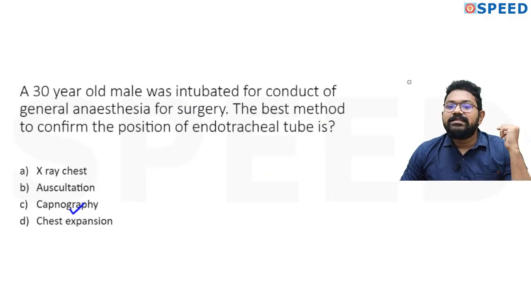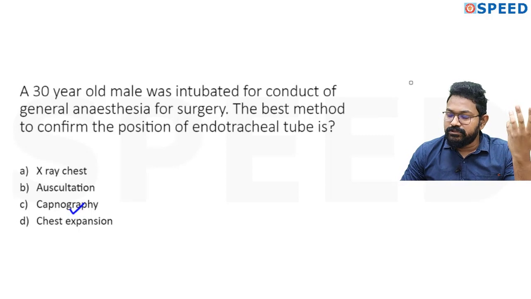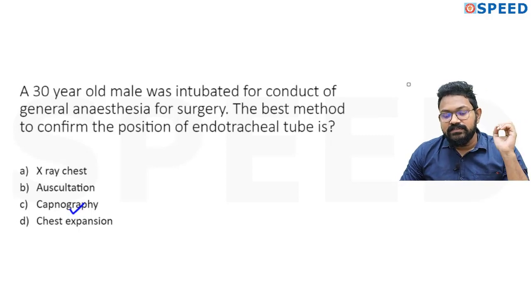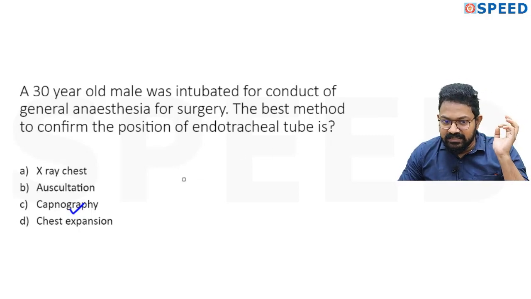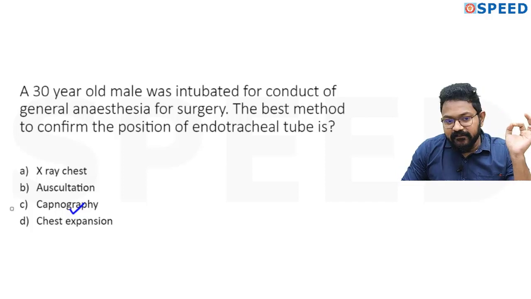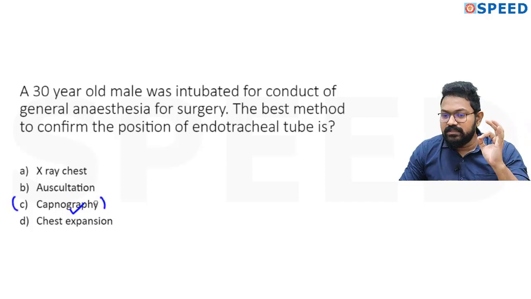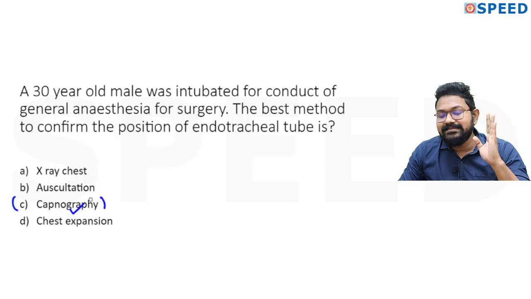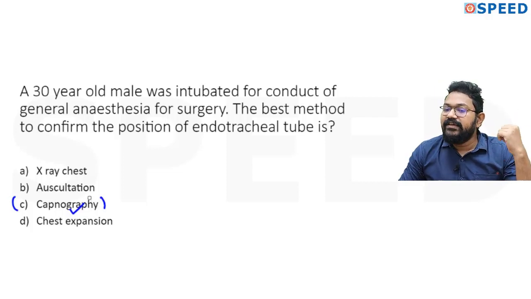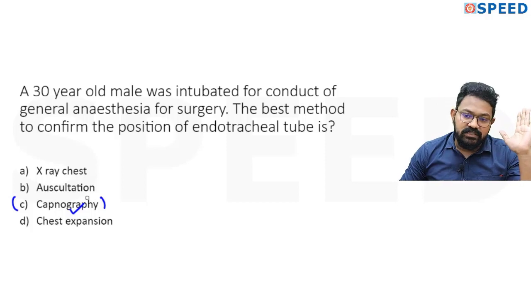A 30-year-old male was intubated for the conduct of general anesthesia. The best method to confirm the position of the endotracheal tube is. So, again, a very direct question. The answer is capnography. If you remember my regular classes, I have told the significance of capnography. If you see the last 3 to 4 years of questions, definitely one question has come from capnography. Even the last NEET exam also, we have had a question from capnography.